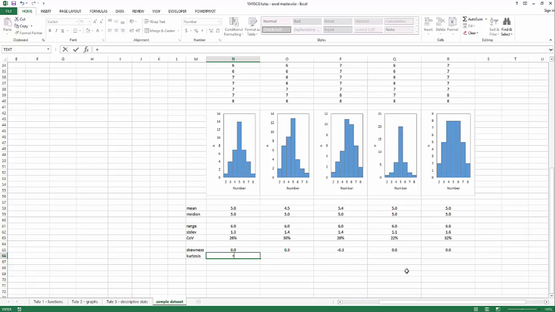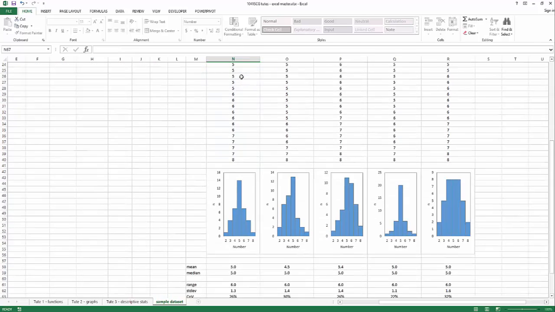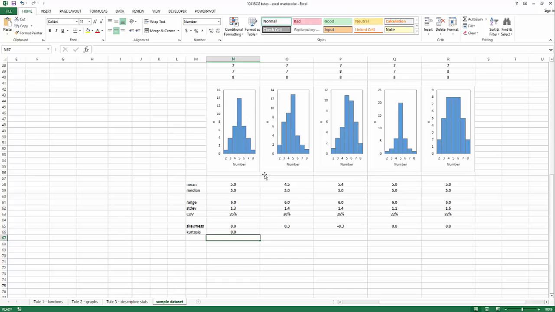So if we again calculate it in Excel, there's a function for kurtosis called kurt, equals kurt of these numbers. And here the kurtosis is 0, so this is a nice normal distribution. And when we look at the kurtosis value for these two, you can see indeed it's a positive value here and it's a negative value here. So this is a much flatter distribution. This is a distribution with a very high peak.